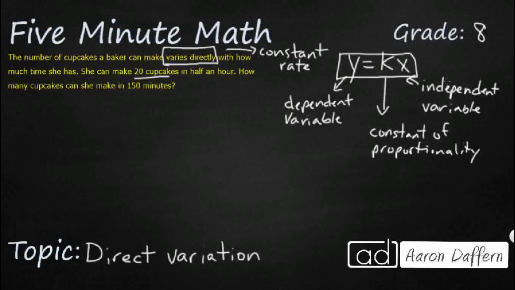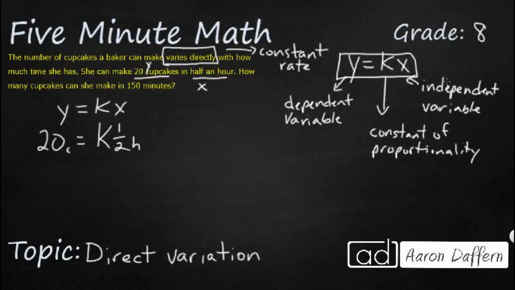20 cupcakes in half an hour. All right, so they don't give it to us, but I'm going to say that my independent variable is my x, so we're going to start with that half an hour, and whatever our constant of proportionality is going to dictate how many cupcakes we can make in that time. So remember, we need our y equals kx. All right, so my x is going to be half an hour. We don't know what my k is going to be. And then we've got our y here, 20 cupcakes.